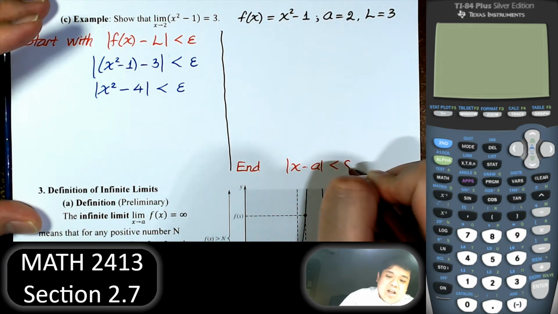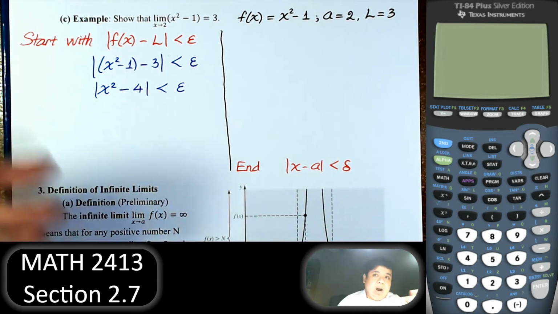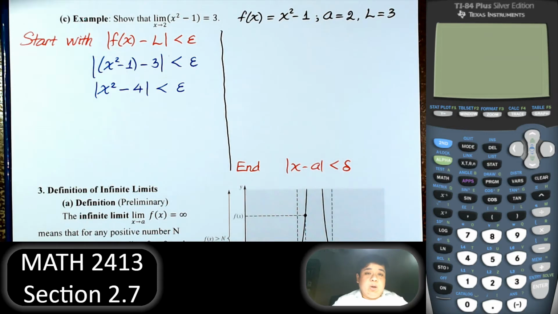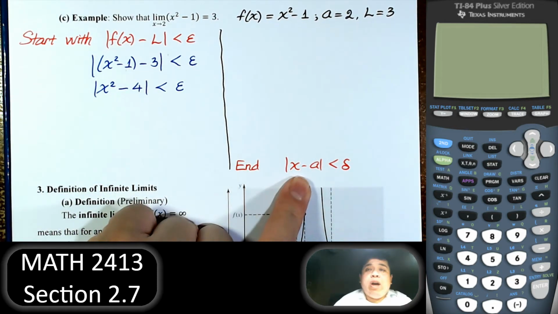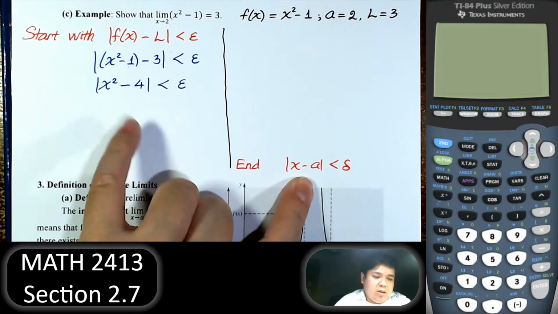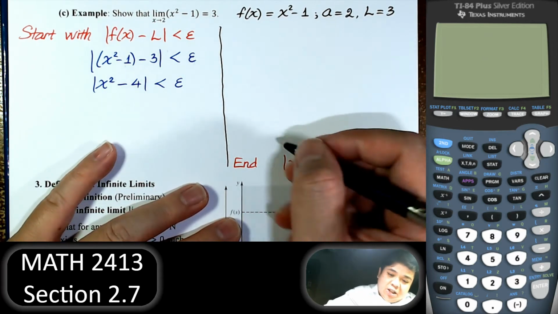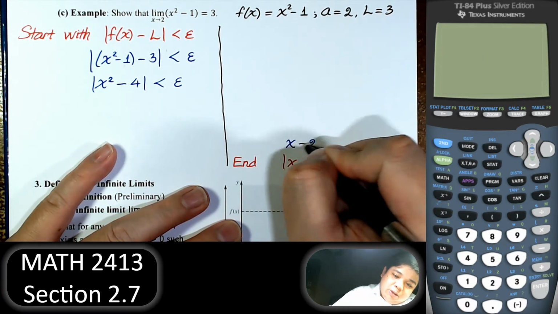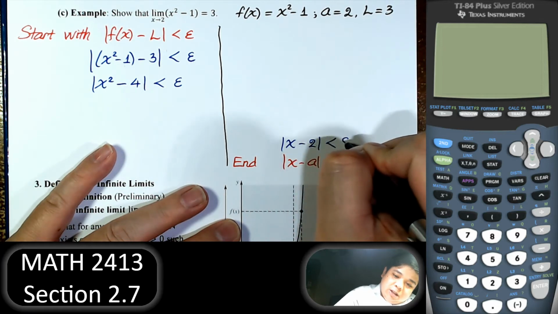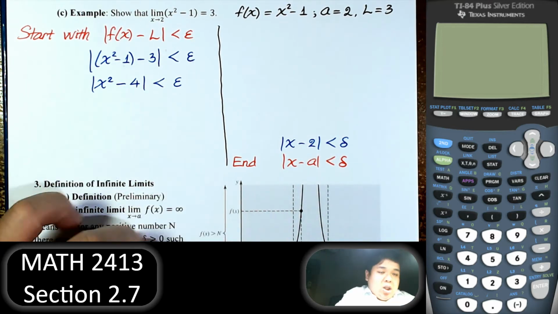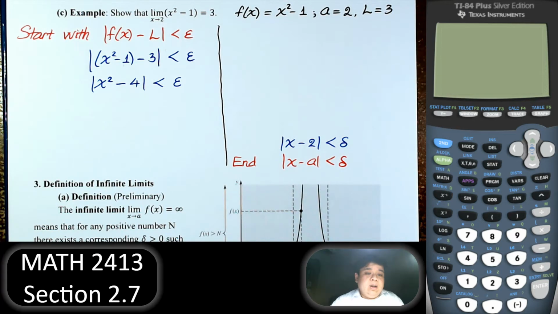Because this problem is a little bit long, we are just going to write the scratch work. For the proof, you can just write everything in reverse, and that should be fine. So how are we supposed to end up with this? Good thing is, by the way, a is 2, so we end up with x minus 2 less than delta. So we need to have x minus 2 in it.